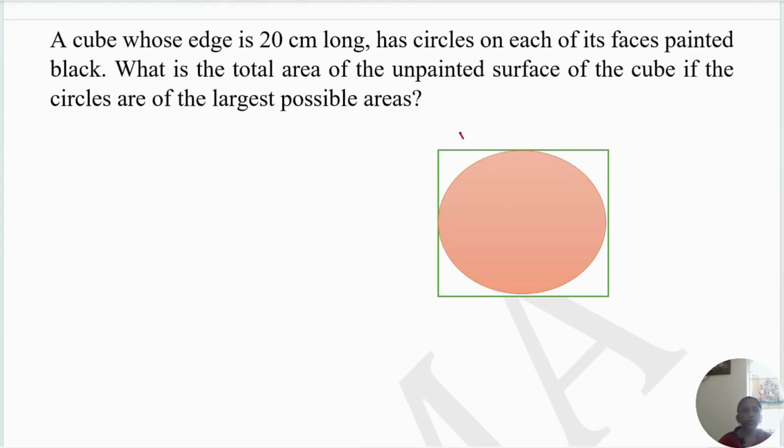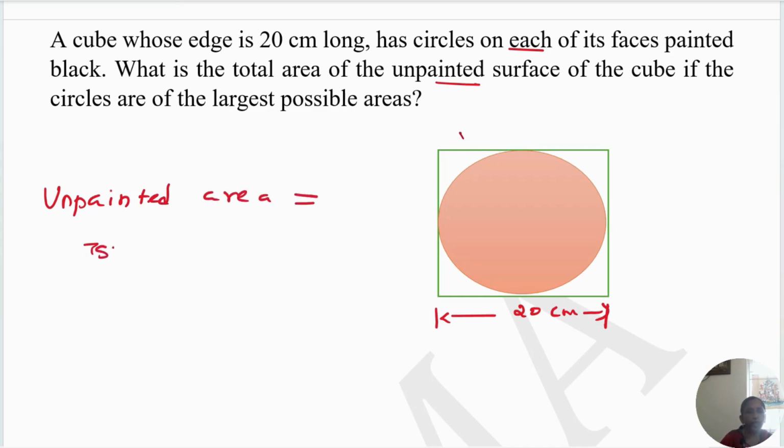Look at this problem. A cube has edge 20 centimeter long. I have drawn one side of the cube. So here it is one side. Its value is 20 centimeter long. A circle on each of its faces is painted black. What is the total area of the unpainted surface? So unpainted surface area you have to calculate. So unpainted area is equal to TSA of cube minus area of 6 circles because we have 6 sides.